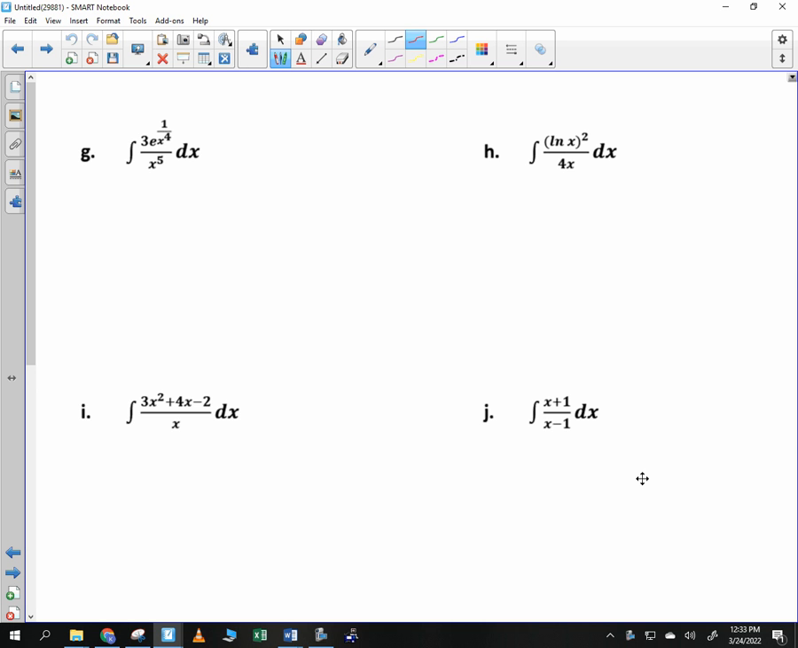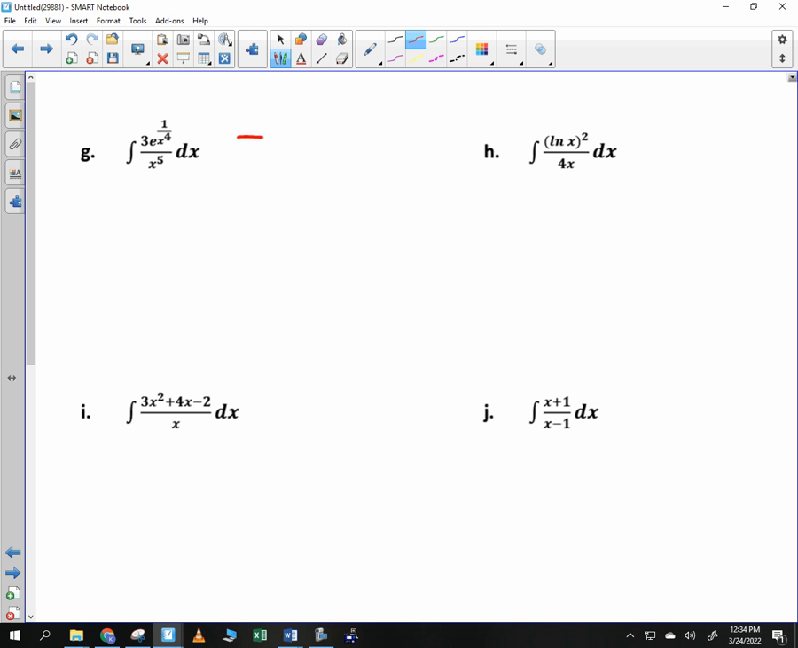You can notice that these antiderivatives definitely involve substitution. Can anybody guess what u is going to be in this situation? It's a little bit tougher. And if you have trouble seeing this, I'm going to rewrite this.